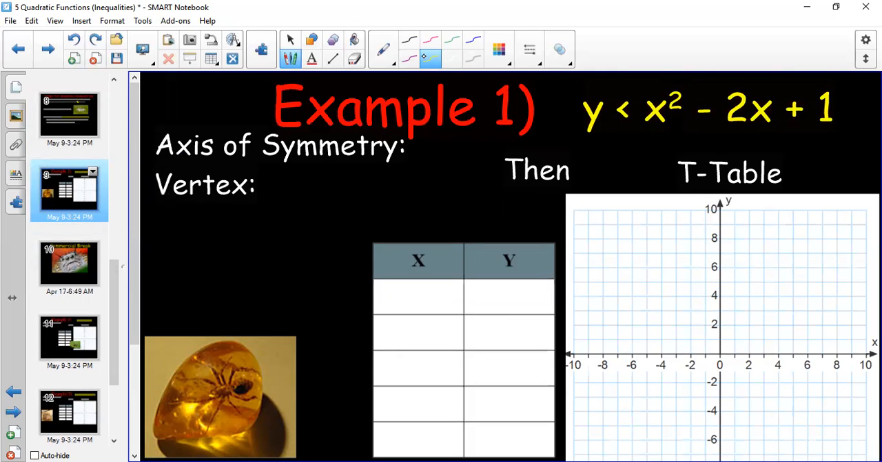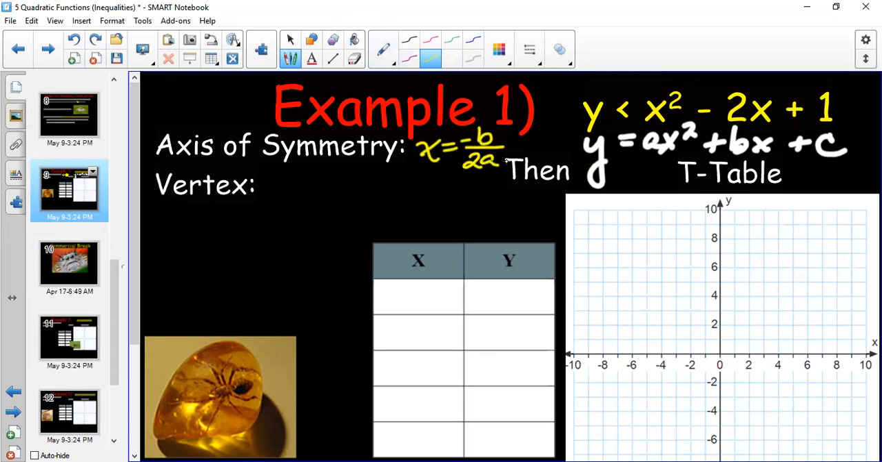All right, I have a b term. I'm going to go ahead and write the equation right here below it. So usually you're used to y equals ax squared plus bx plus c. So I have a b term. I need to make sure I am finding the axis of symmetry first, which again is negative b over 2a.